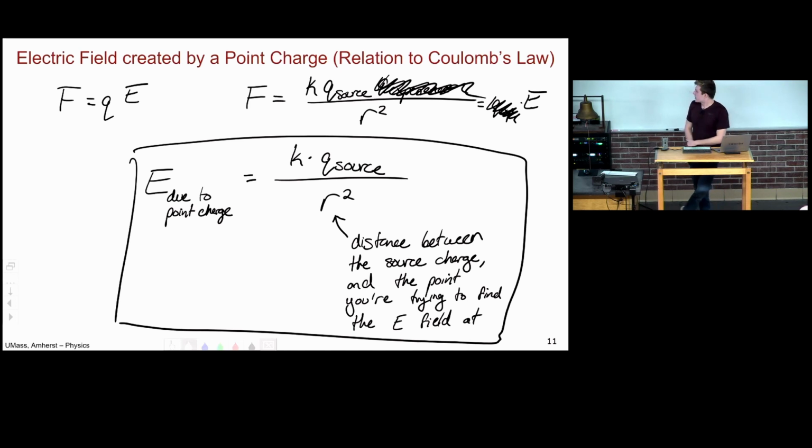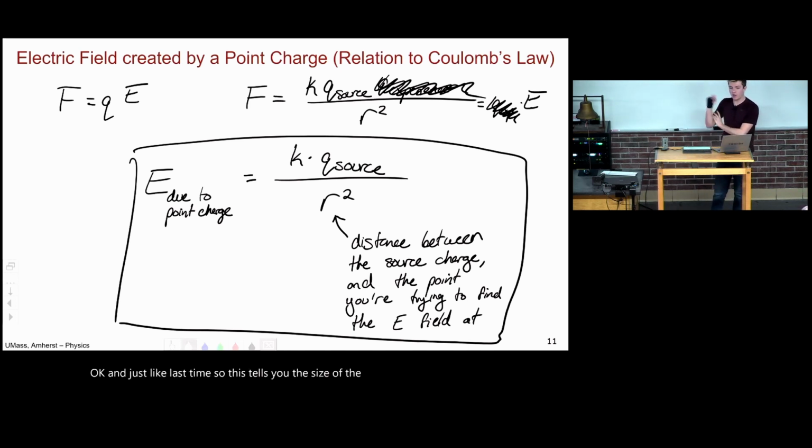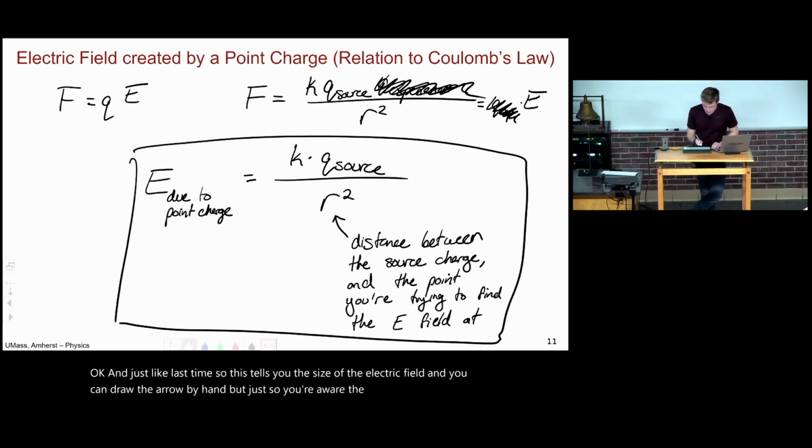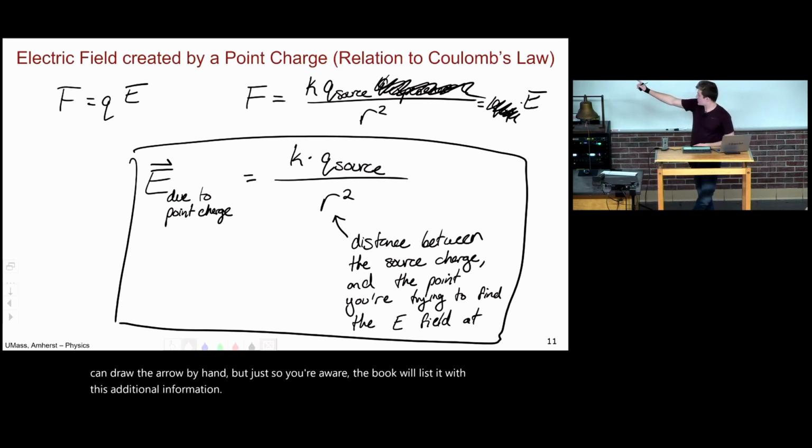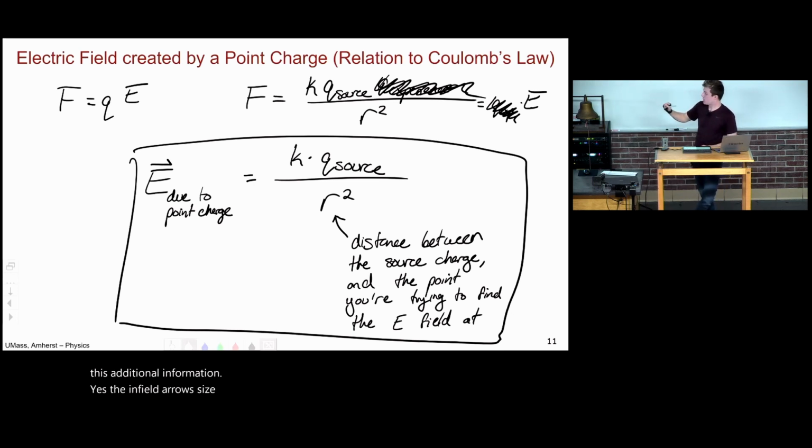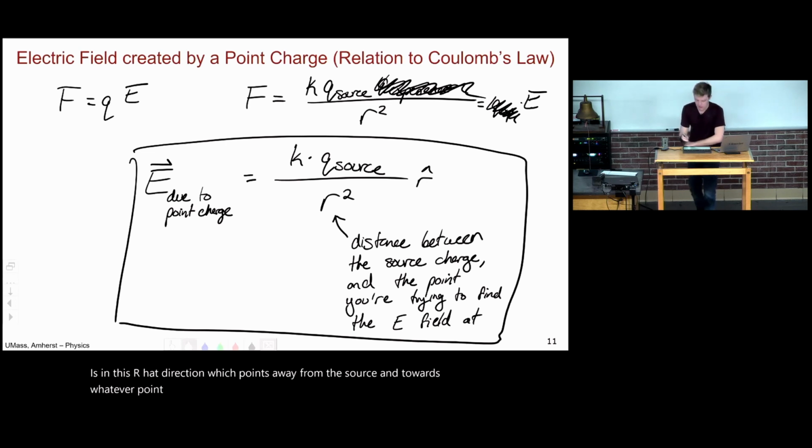Okay, and just like last time, this tells you the size of the electric field, and you can draw the arrow by hand. But just so you're aware, the book will list it with this additional information. Yes, the E field arrow's size is kq over r squared. But in addition, the direction of the E field arrow is in this r hat direction, which points away from the source and towards whatever point you're concerned about.